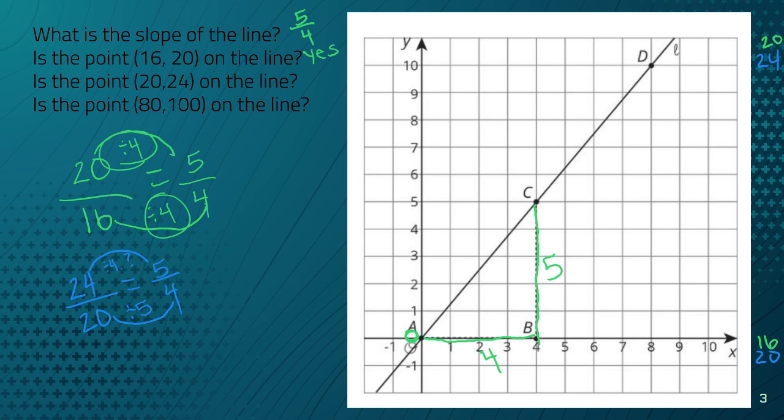They need to be proportional because they need to have the same slope. Any point on the line would have to have the same slope to be on the line. So no, that point does not lie on that line.